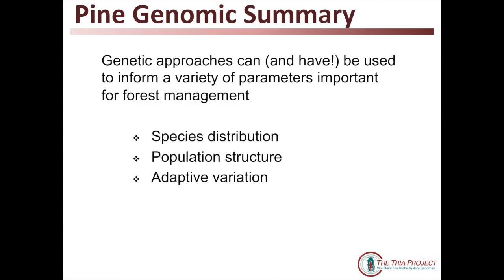So just to quickly summarize, genetic approaches can and have been used to inform a variety of parameters in forestry management. By looking at the species distribution, we're able to figure out where our spread risks are, depending on if it's lodgepole, hybrid, or jack pine. By looking at the structure of the lodgepole, we can figure out which markers are adaptive. And then we can look at that adaptive variation and hopefully use that in the future, both for looking at spread risk and for maybe making stronger forests.